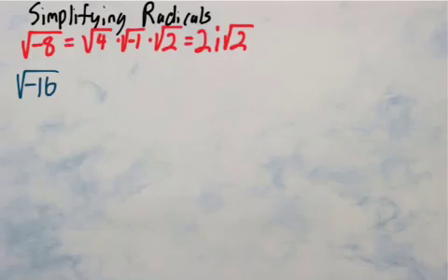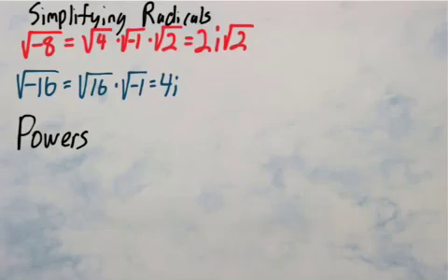All right, if we come across one like square root of negative 16, we could break that apart into root 16 times root negative 1. And square root of 16 we know is 4. And square root of negative 1 is our i unit.